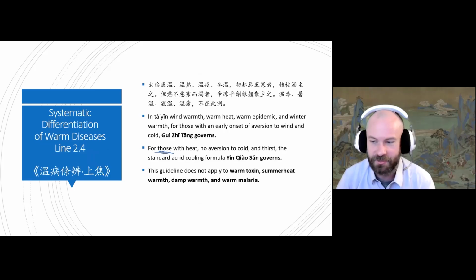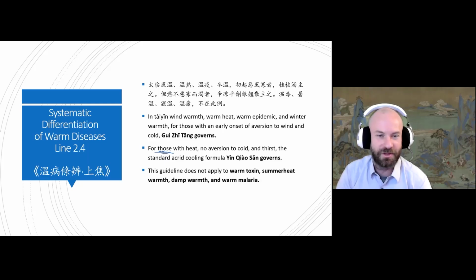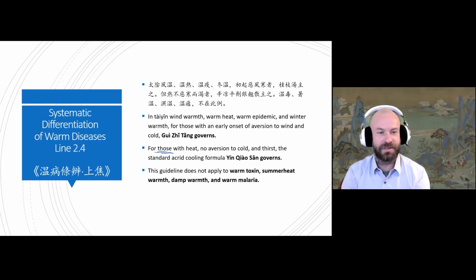Okay, so now we're going to get to the formulas as well, so we might move along a little bit quicker. He quotes: entire yin wind warmth, warm heat, warm epidemic, winter warmth. For those with an early onset of aversion to wind and cold, Wu Jutong governs. So this is actually the first time Wu Jutong mentions a formula in the Wenbing Tiaobian. And what formula is this from? This is the first formula that Zhang Jing mentions in the Shanghan Lun. So he doesn't even start off with his own formula, which comes next, which is Yinqiao San, but he starts off with one of Zhang Jing's formulas as well.